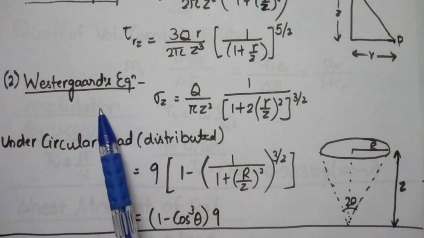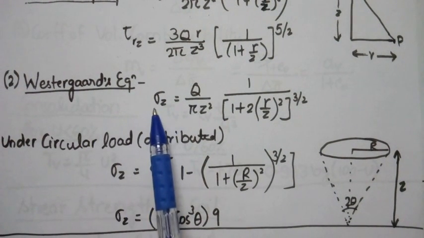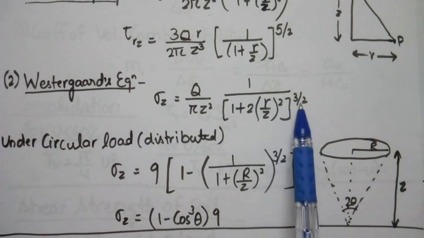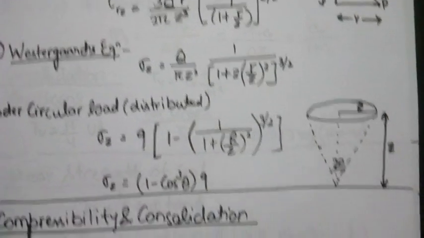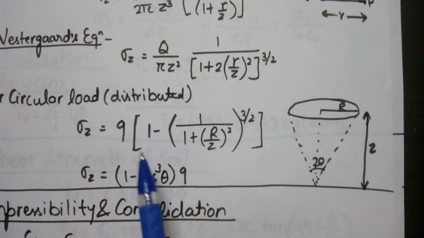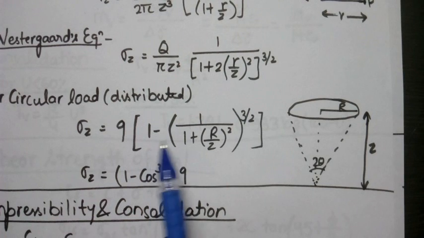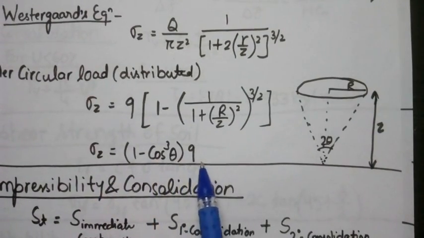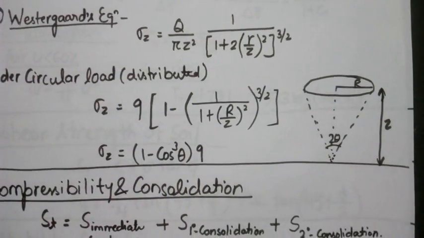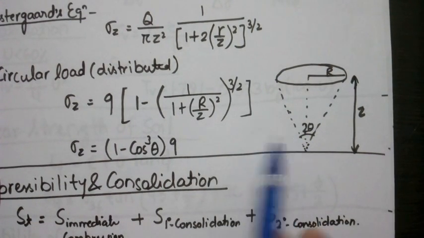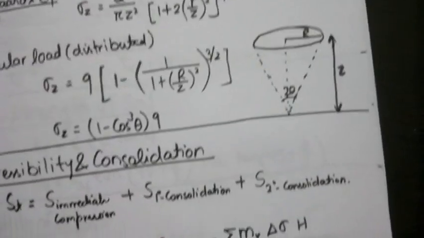Next one is our Westergaard equation, which we use in this topic. Sigma z equal to q upon pi z square, 1 upon [1 plus (2r by z) whole square] raised to the power 3 by 2. Under circular load, we have a different equation as sigma z equal to q into [1 minus 1 upon (1 plus (r by z) whole square) raised to the power 3 by 2]. Sigma z equal to (1 minus cos cube theta) into q. You can see this theta here. This angle is 2 theta and theta will be half of this angle.